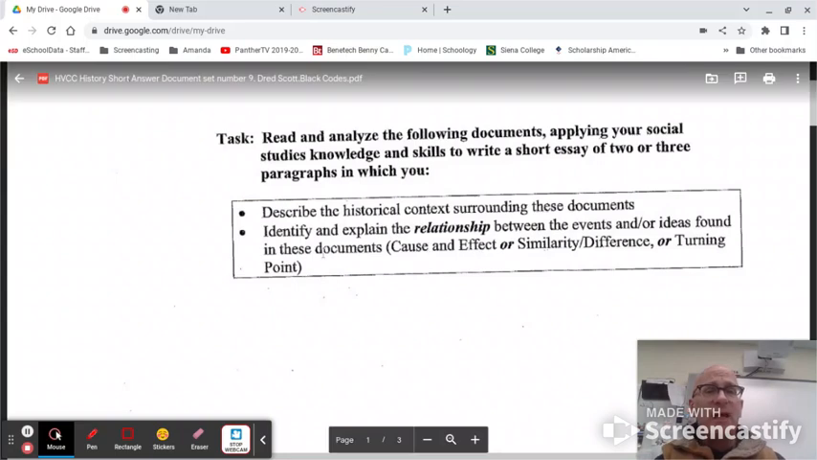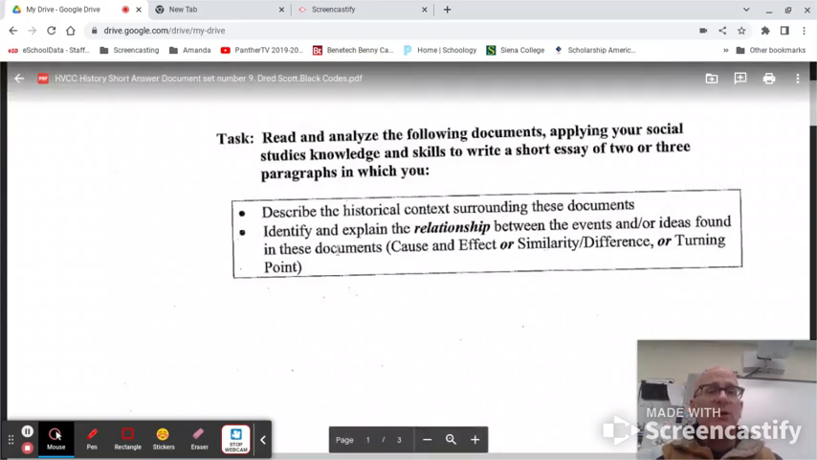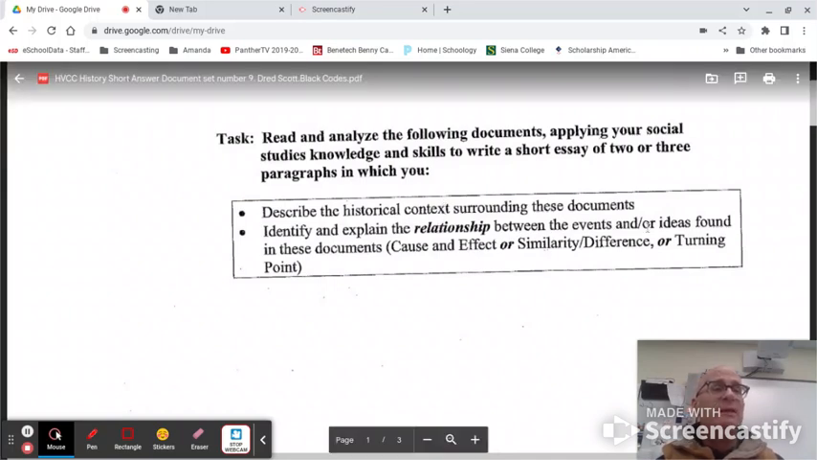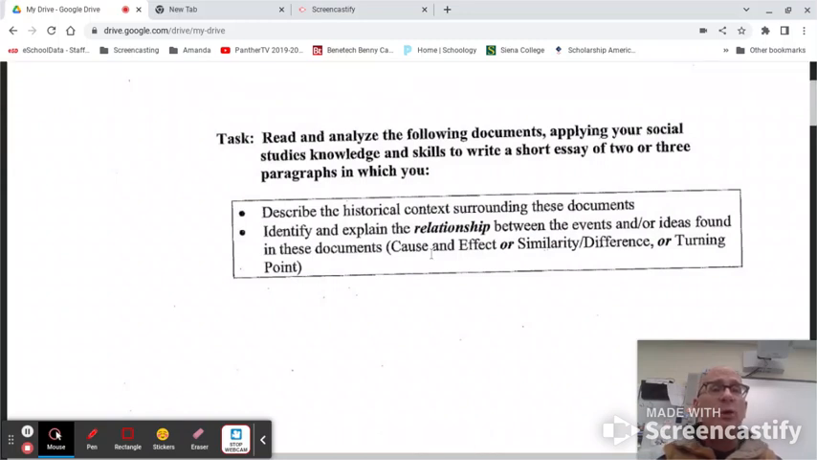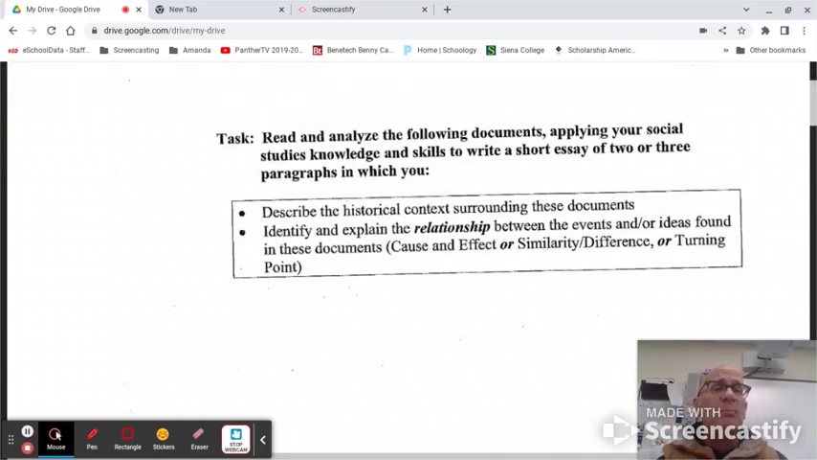The second task is going to involve you identifying and explaining the relationship between the events and or the ideas found in these documents. And you can choose any one of the 3 classes that you want. You can choose cause and effect, you can choose similarity or difference, or you can choose turning point. Entirely up to you.